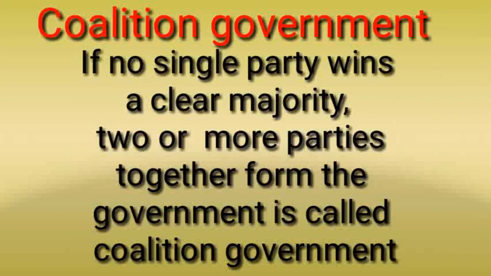Now in Maharashtra also we can see that the Uddhav Thackeray government is a coalition government. Some parties came together, joined, and made the government. So I think, guys, you have understood all the key elements of democracy.